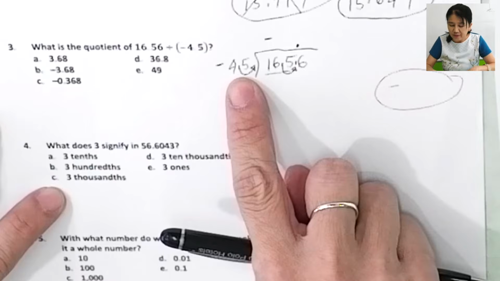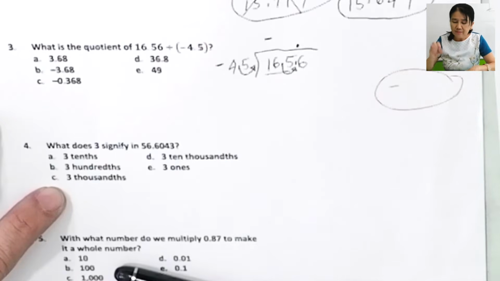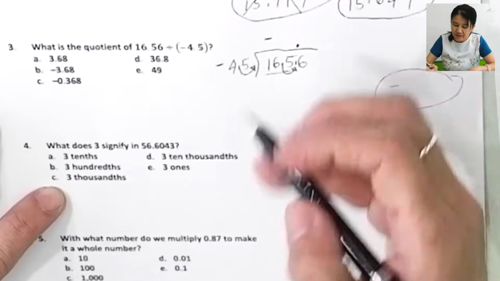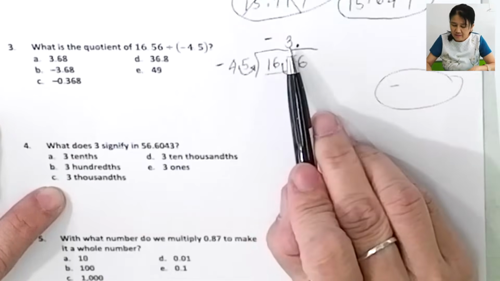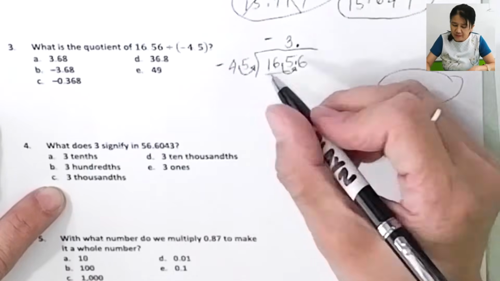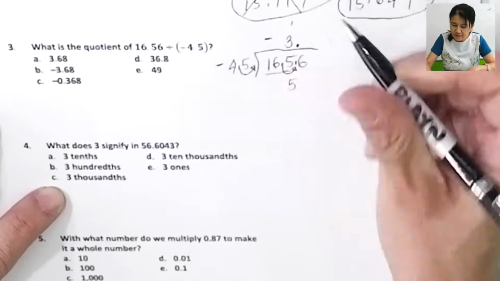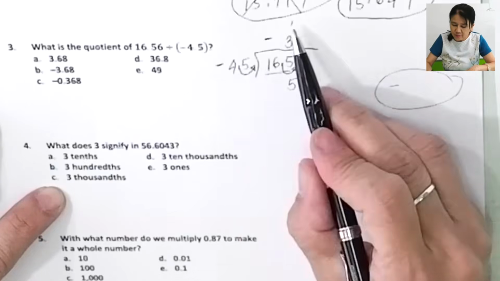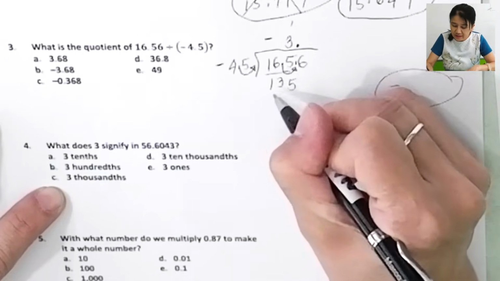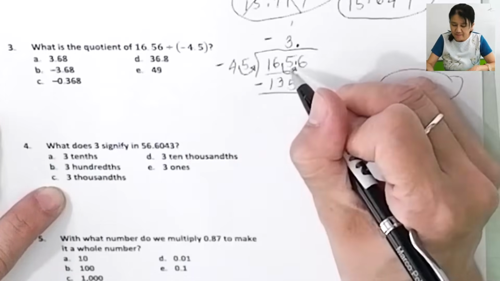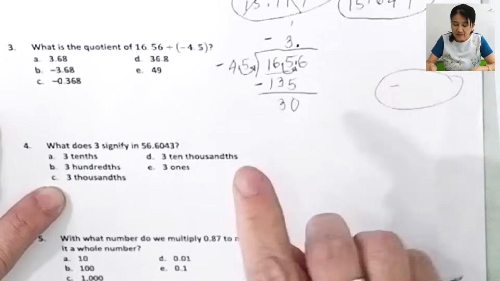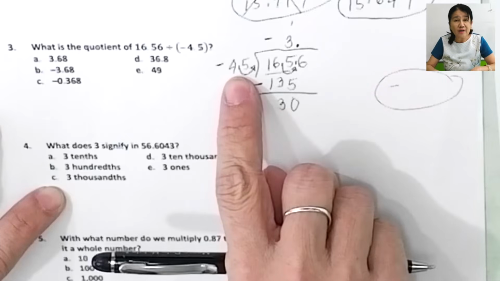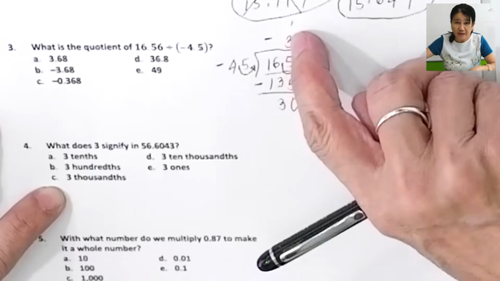165 divided by 45, you can approximate 50, 100, 150. So that's around 3. Try 3. 3 times 5 is 15, carry 1. 3 times 4 is 12 plus 1, 13. There, then subtract. 5 minus 5 is 0, 6 minus 3 is 3. 30 is less than 45, that would mean your answer here is correct.